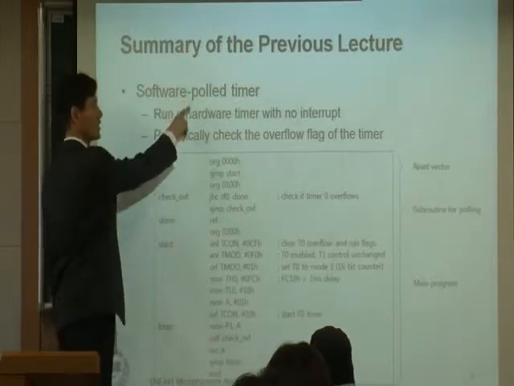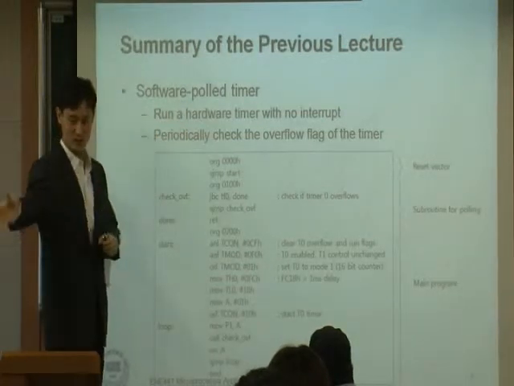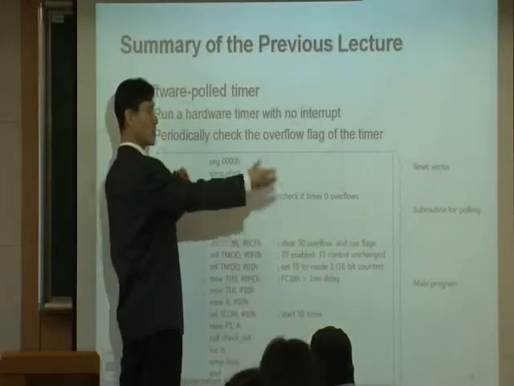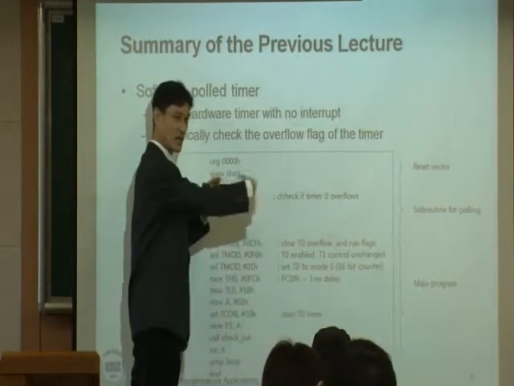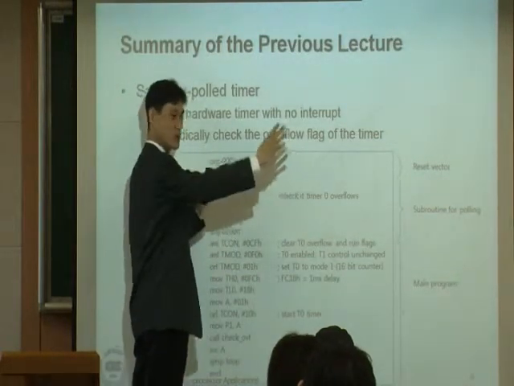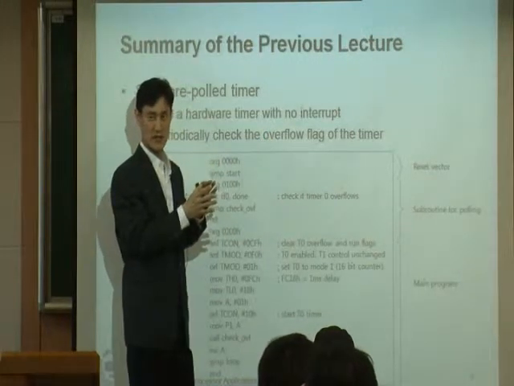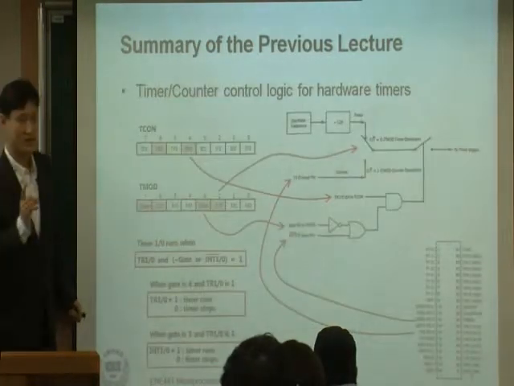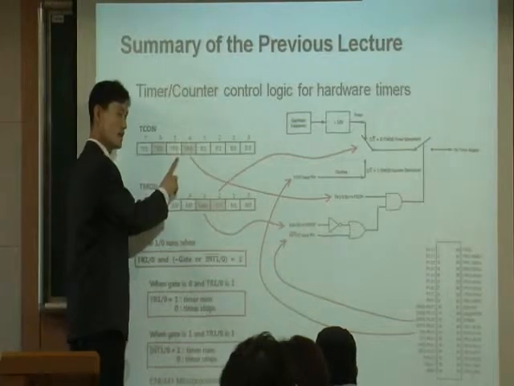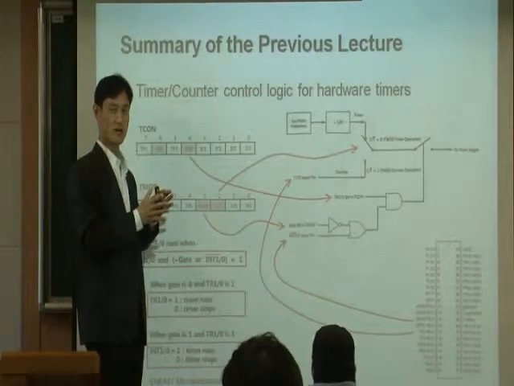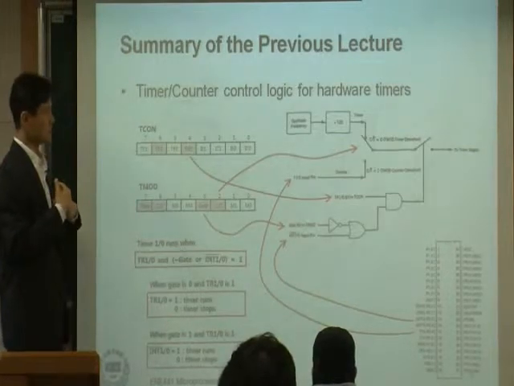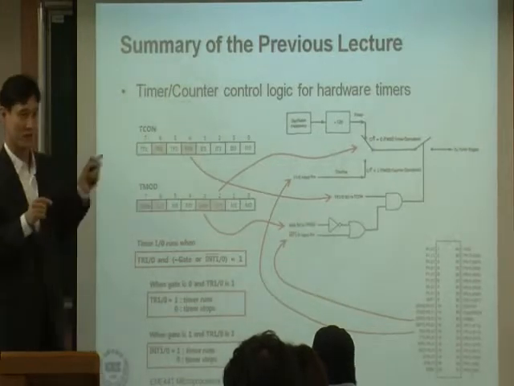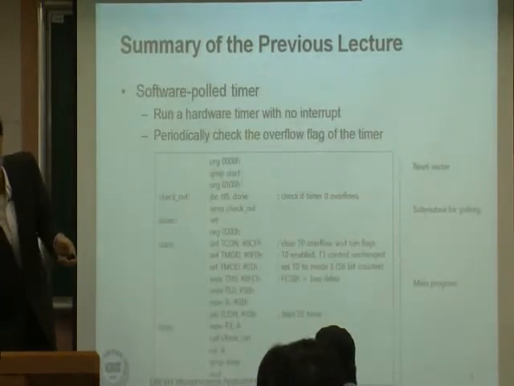That's the software polling. What is polling? Polling is like doing something periodically. So the actual 1 millisecond delay is measured by the hardware, because you program the hardware. The hardware will run and measure 1 millisecond. And whenever the hardware finishes measuring 1 millisecond, the hardware will set this bit to 1. That's the job of the hardware. But for software, what you need to do is look at this until this becomes 1. That's your job as software. So that's one way to do it, software polling.